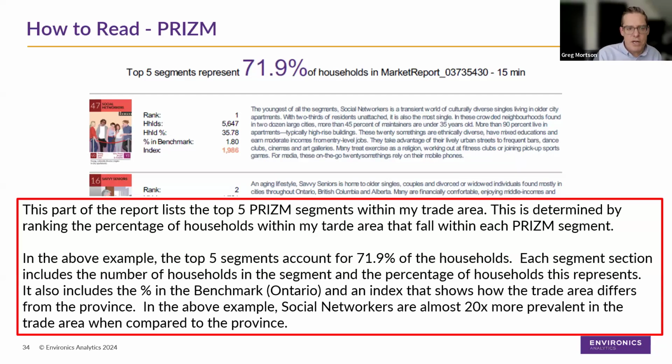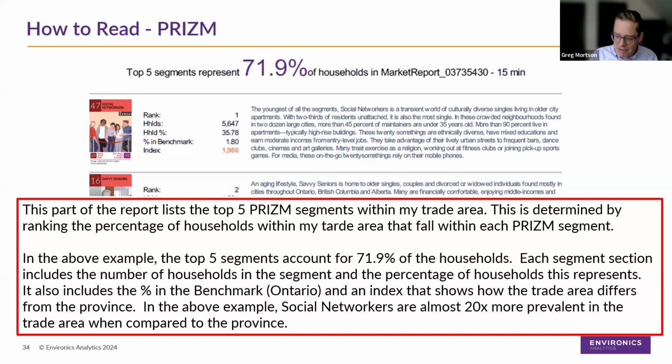So when we look at Prism here, and this is what you're going to get in your report, you're going to see the top 5 segments for your trade area. For example, in this case, the top segment you see here is called social networkers. And you can see that almost 36% of the households within your trade area fall in this general category. So you'll see a big write-up here that describes who these people tend to be.